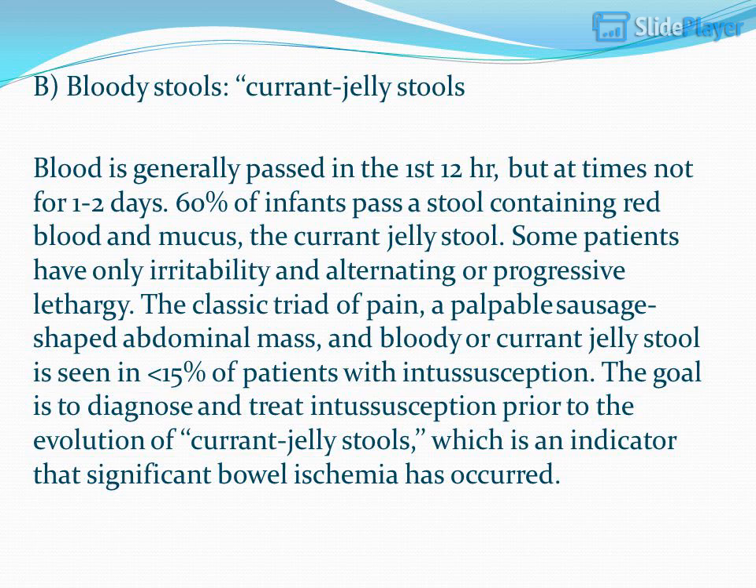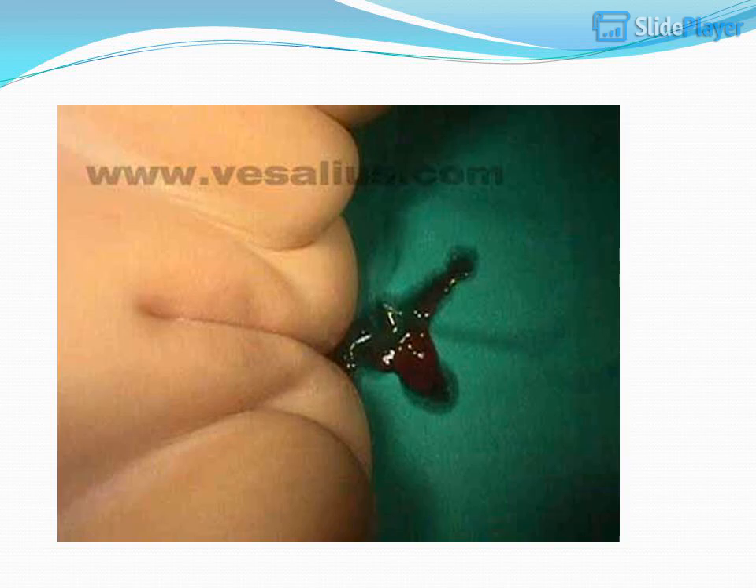The classic triad of pain, a palpable sausage-shaped abdominal mass, and bloody or currant jelly stool is seen in less than 15% of patients with intussusception. The goal is to diagnose and treat intussusception prior to the evolution of currant jelly stools, which is an indicator that significant bowel ischemia has occurred.